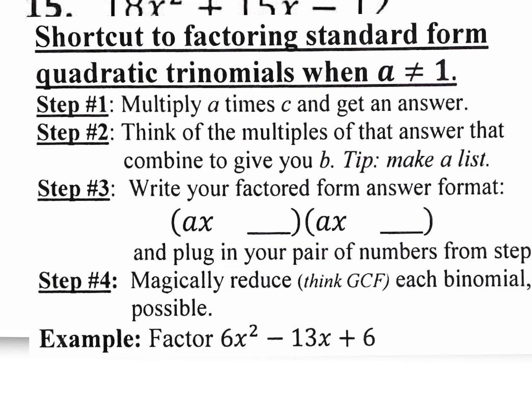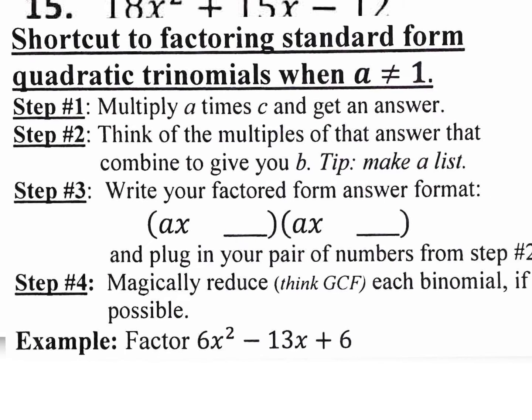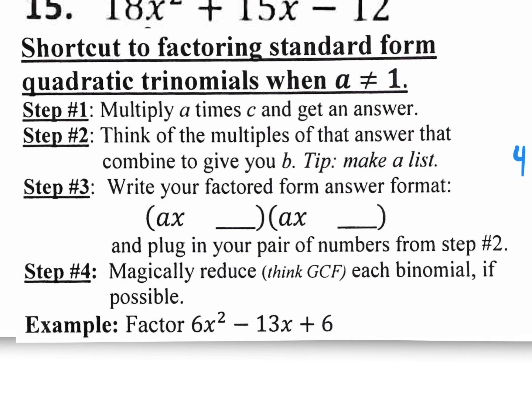Now, instead of rewriting your trinomial into a 4-term polynomial so you could factor by grouping, we're going to jump to this step 3. Now, what is step 3? Write your factored form answer in this format. Parenthesis ax with the number here, parenthesis ax with the number there. We're going to leave blank spots. And then you plug in your pair of numbers from step 2. That's what it says here, from step 2. Plug in the pair of numbers from step 2 right in here.